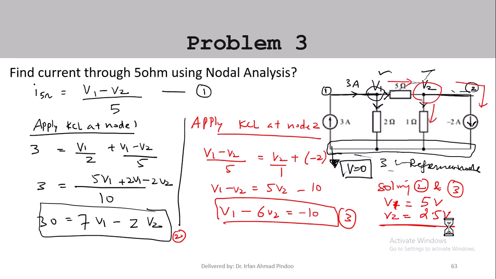Now these values are fine, but we also need to find the current across the 5 ohm. So we put these values in equation 1. We get I of 5 ohm equal to (5 minus 2.5) divided by 5, which is nothing but 1 by 2 ampere, that is 0.5 ampere.